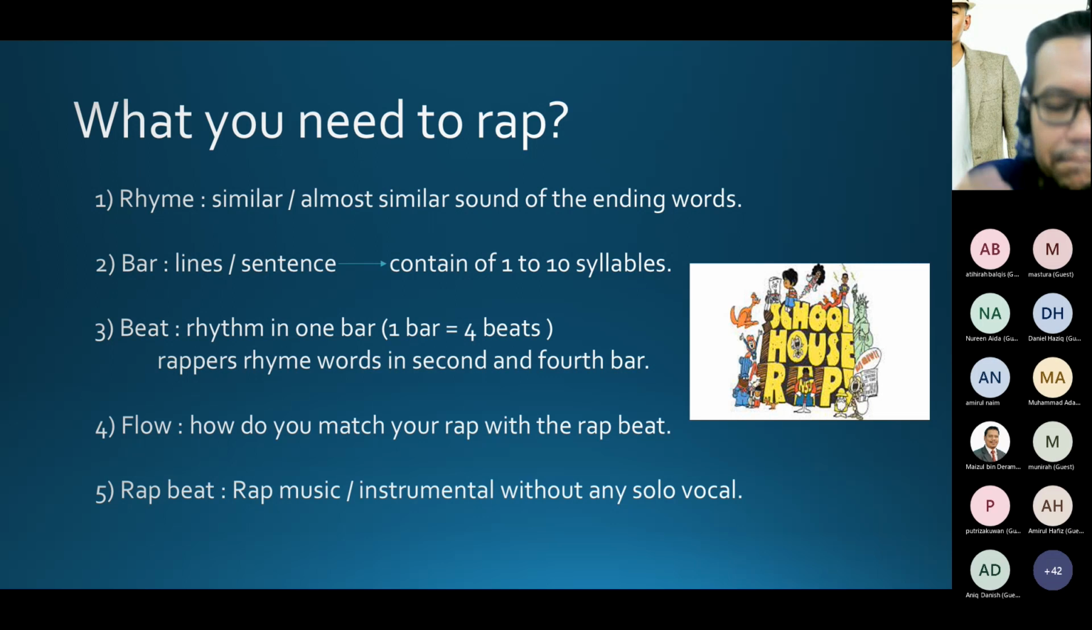Alright. Usually as a beginner, amateur, kita boleh guna from 1 to maximum I think 10 syllable. Syllable, you know syllable, suku kata, like for example I say I love you. I love you ada 3 syllable. So one bar lebih kurang this range, 1 to 10 syllable. 10 tu paling banyak lah.